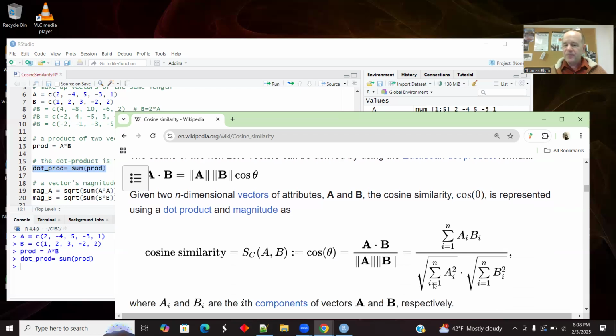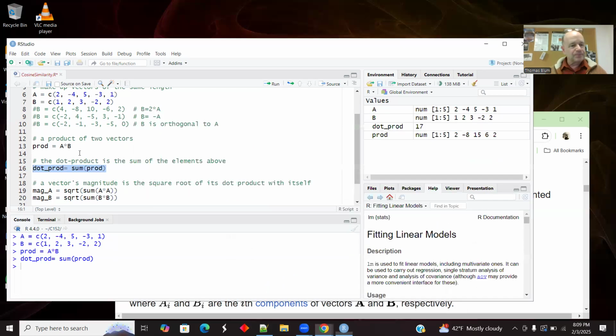So there we are. And then it's showing you down here that the magnitude of A is really the square root of the dot product of A with itself. So this is A1 squared, or you can think of this as the dot product of A with itself, and then take the square root of it. So I took A times A, took the sum of it, and took the square root of it. That's my magnitude of A. So I did that for A and B.